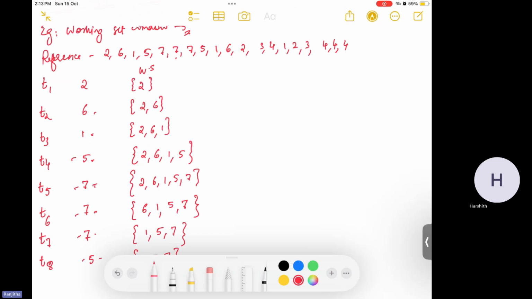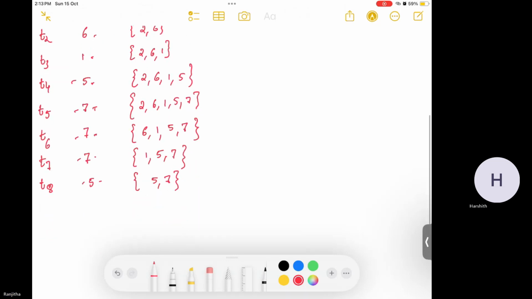Now the next access is page number 1. At T9, page 1 is accessed. So now let's see the working set. It is 1, 5, and 7. The last 5 accesses comprise 1, 5, 7, 7, 7.